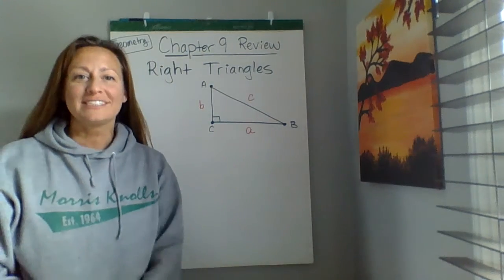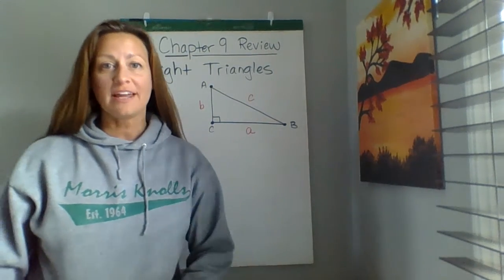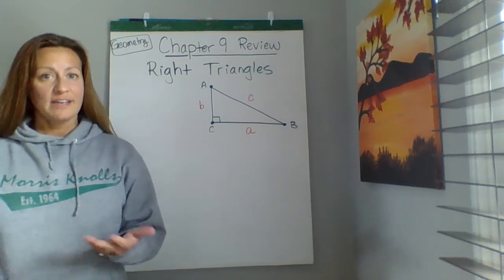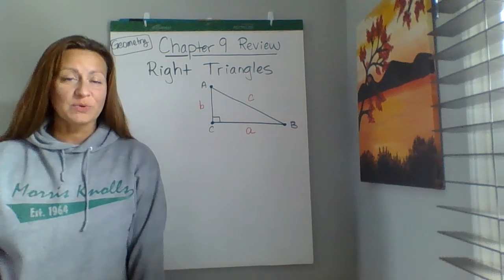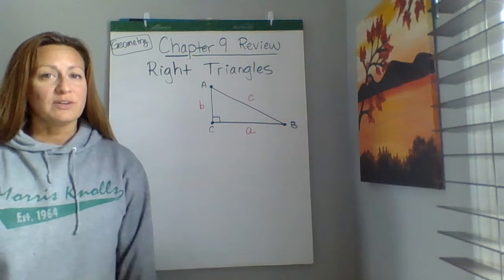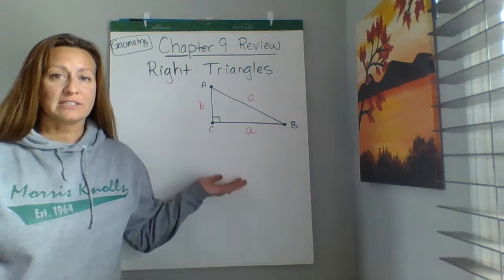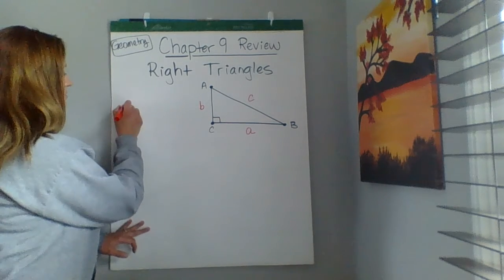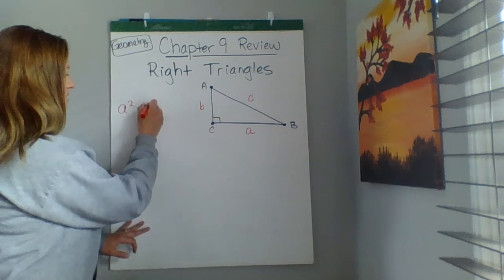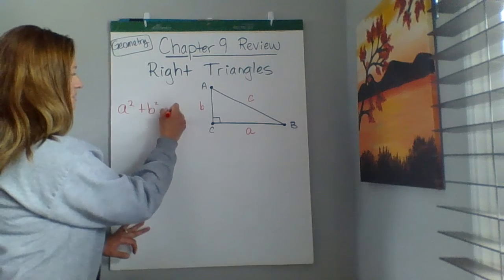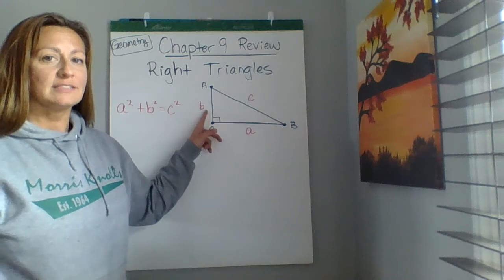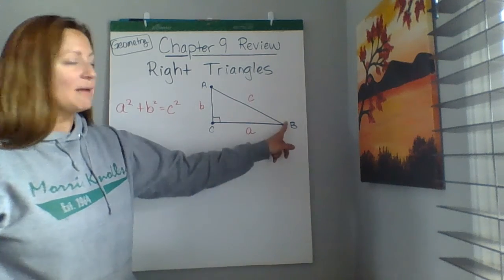Hi geometry students. I'm doing a short video today for us to review chapter 9 before you take a little quiz. Chapter 9 we actually began when we were together in school, and we started with just a basic description of a right triangle and Pythagorean theorem, which, as you know, is a squared plus b squared equals c squared, where a and b are the legs of the right triangle and c is the hypotenuse.